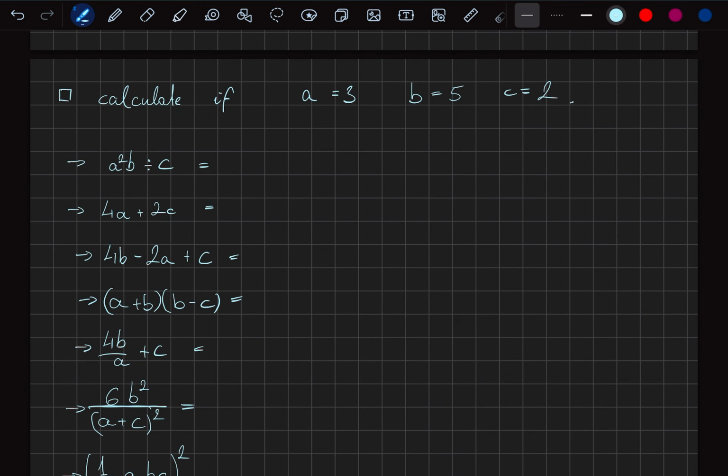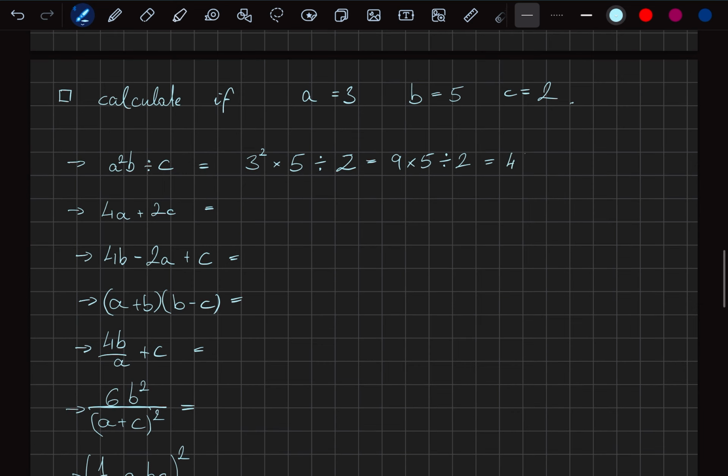Okay, next one. Calculate if A, B, C equals 3, 5, and 2. So A square, 3 square times B, it's 5, divided by 2. Sorry, 2. So 9 times 5 divided by 2. 9 times 5, it's 45. Divided by 2, it's 22.5.